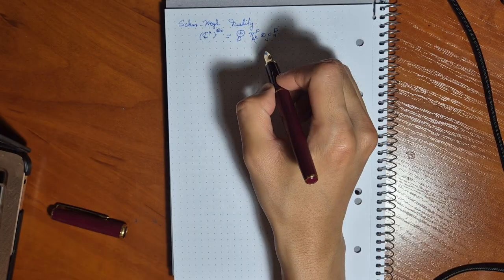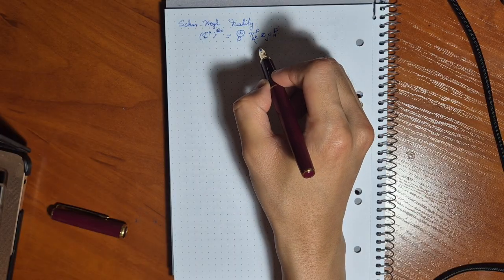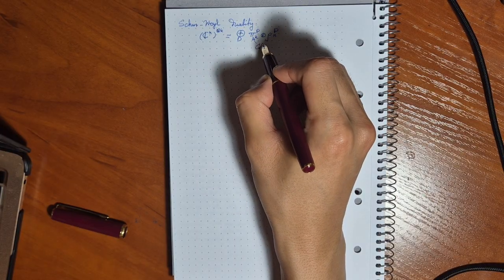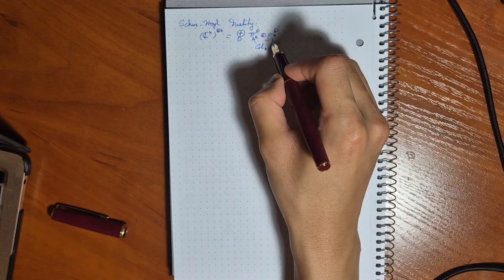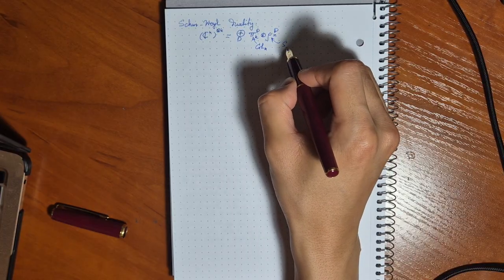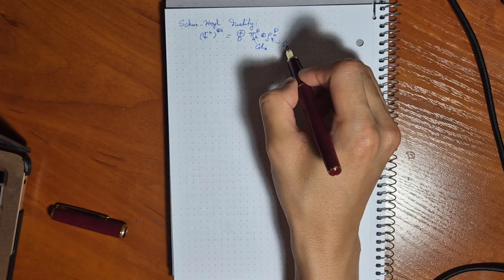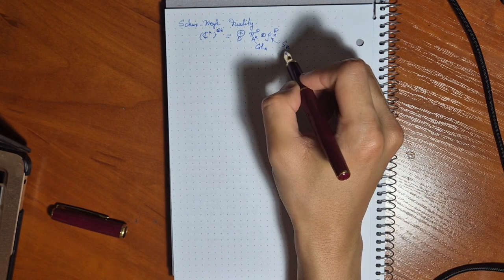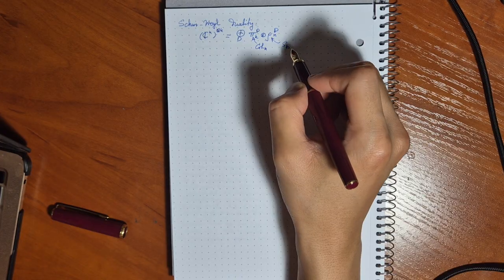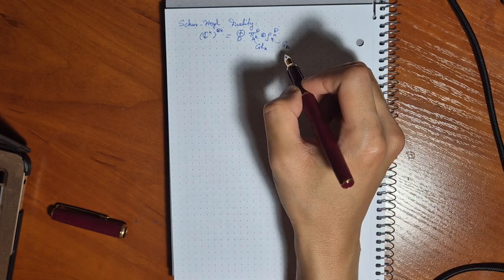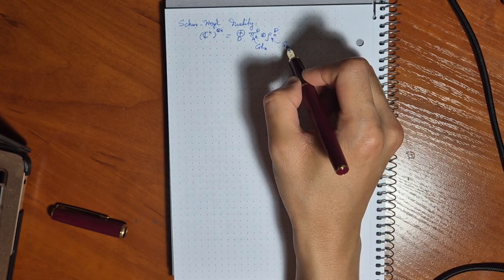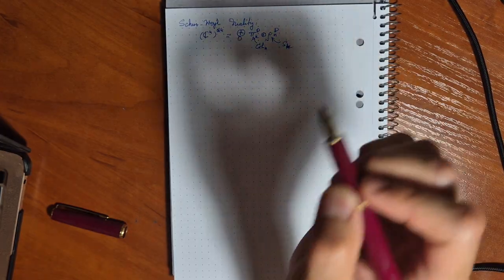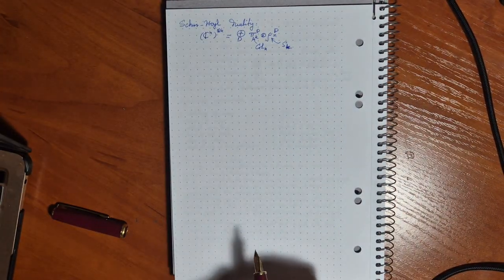This is a representation of GL_n, and this is the representation of the symmetric group of n, right? Is it n? Okay, whatever. Some kind of symmetric group representation.